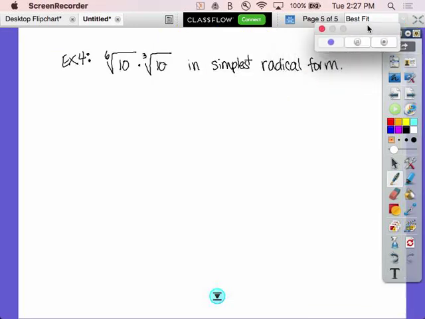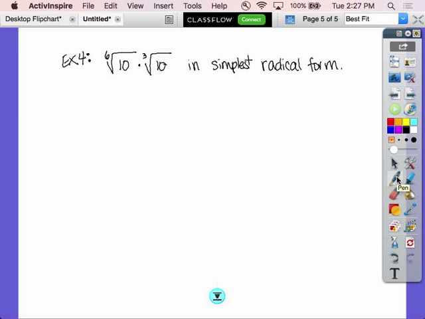Okay, so we look at this problem, and you're like, well, Miss Sutter, we can't multiply those together because one of them is a 6th root, and one of them is a cube root. We're in our notes now. One of them's a 6th root, and one of them's a cube root. We can't put those together.